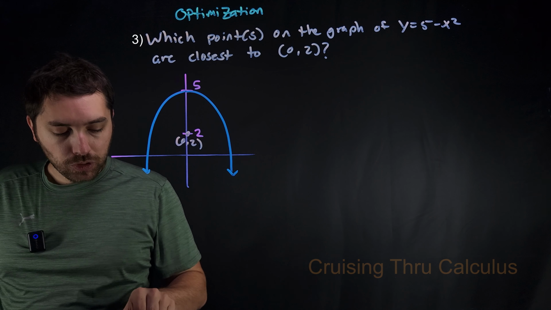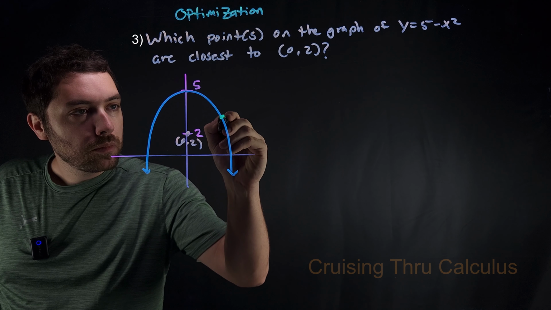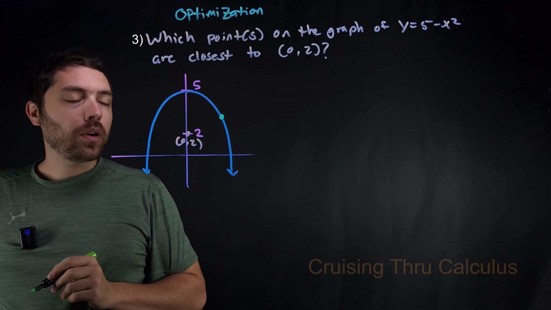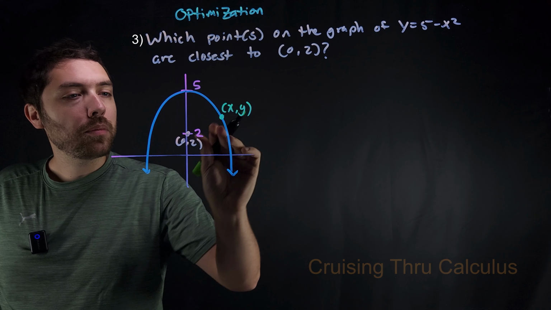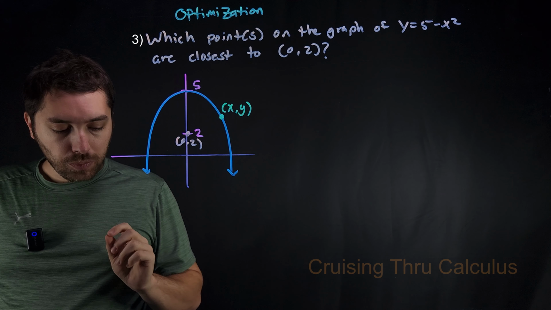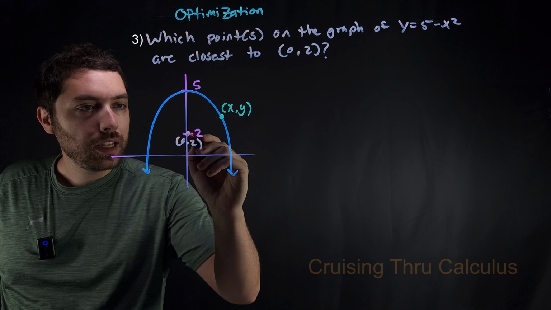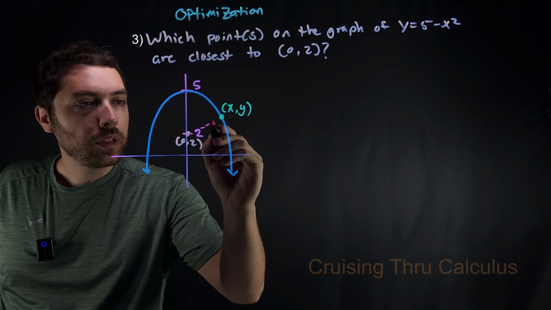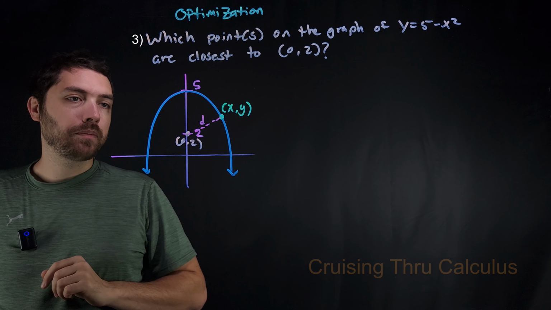Well, that's what makes this problem challenging. So let's start with this. Let's just pick a random point that is on our parabola here. We don't know what this point is yet. I'm putting it approximately where I think it might be, and let's call that (x, y). So what we want to do is minimize the distance between our point (0, 2) and our other point, which we don't know yet, (x, y).